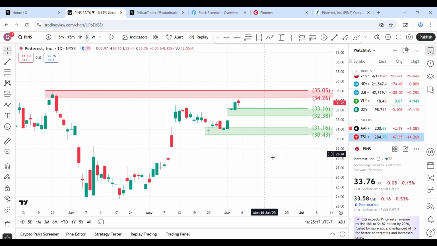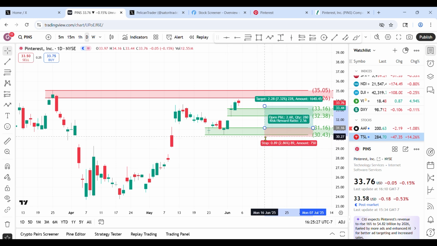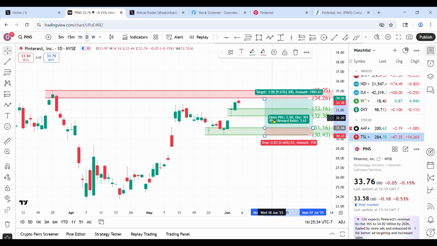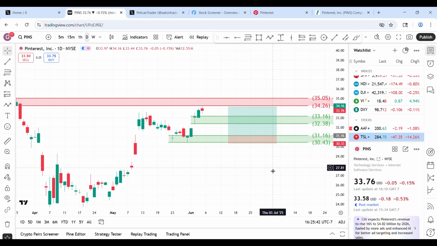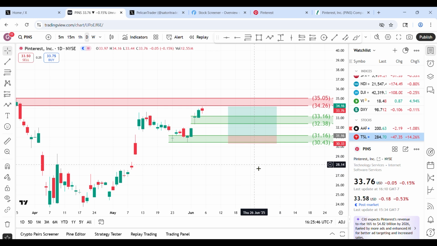So the way we would construct the trade would be this. We'd place a buy limit order in the 31.16 price range, with a protective stop just below the 30.43 price. Drag the target just in front of the resistance level, and you'd be looking at about a 3.6 to 1 reward to risk ratio. Okay? In other words, for every $100 worth of risk you would take, you could have a reward potential of $360.